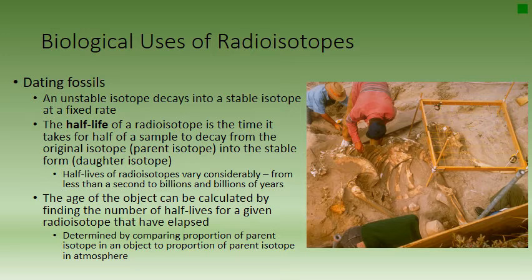If an object is organic, is biological in nature, and contains carbon, we can use carbon 14 to compare the proportion of the parent isotope, the carbon 14, that remains in the object to the proportion of the carbon 14 that is in the atmosphere. Given that carbon 14 has a half-life of several thousand years, we can date relatively old artifacts.